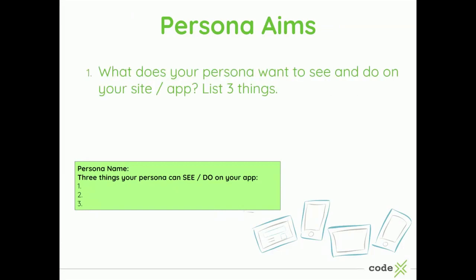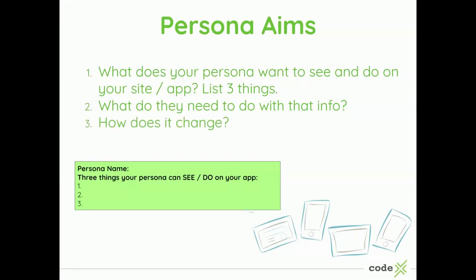When determining our persona aims, we need to first discover what the persona wants to do and what they want to see on the application. We need to list 3 things. We also need to keep in mind what they need to do for that information to appear, and how that information changes over time.